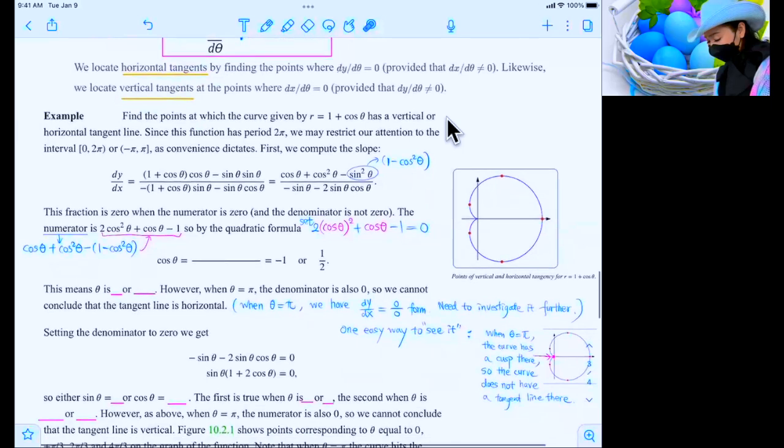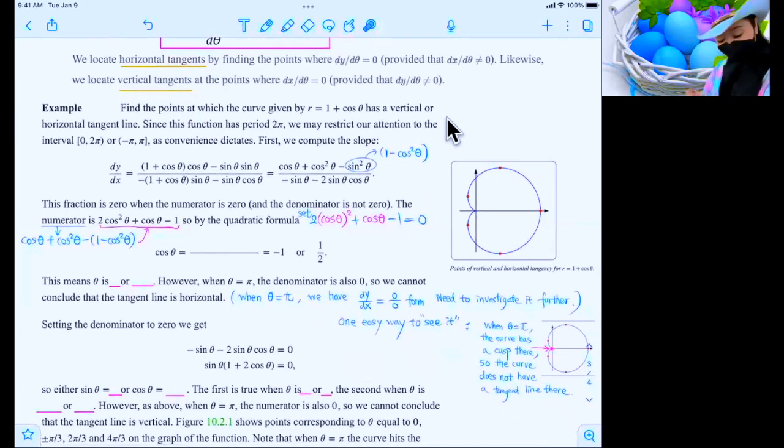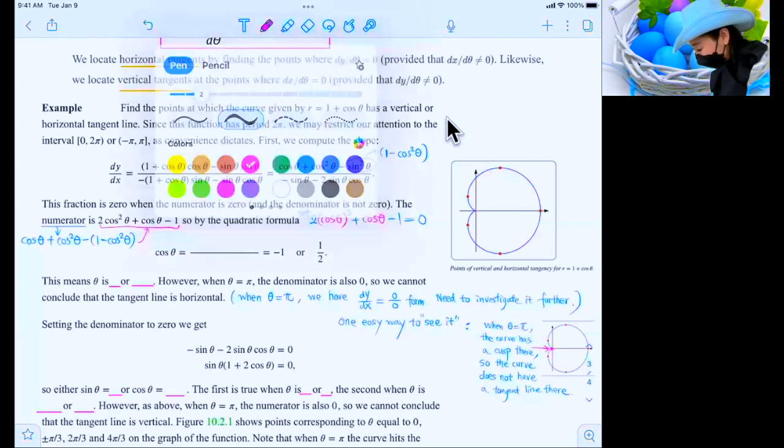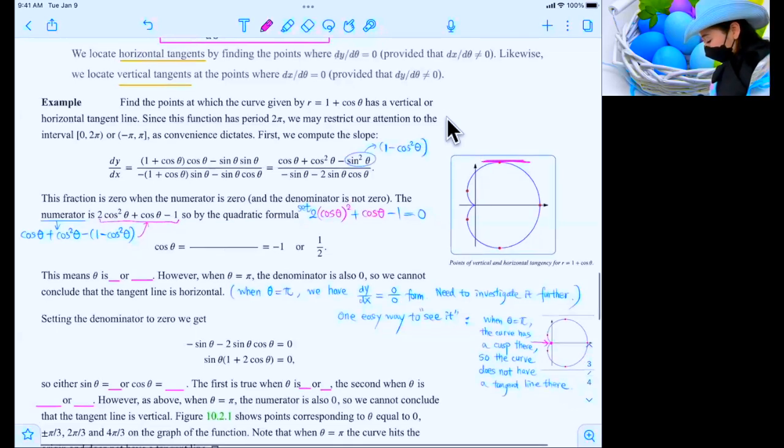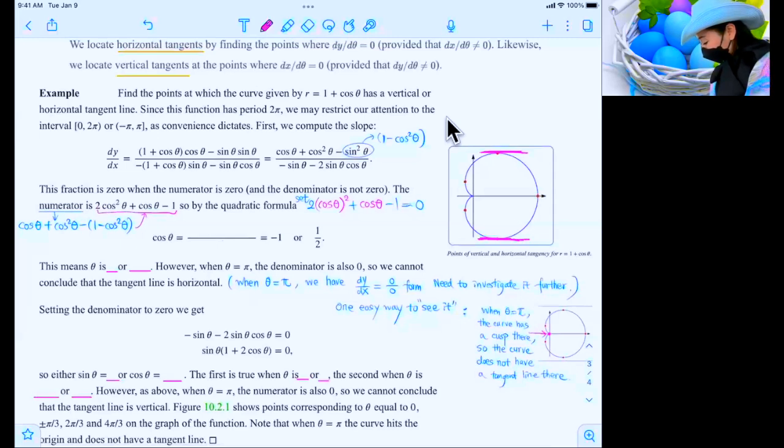Let's look at this example. Wow, you guys remember everything. I'm very impressed. Now with this one, we're trying to find the points at which the curve has a vertical and horizontal tangent. Looking at the picture, guess where the horizontal tangents are. Does it look like here? It looks like we have a horizontal tangent here. Is it here also? I think that's it, right? What about vertical tangents? Is it here? Here and also here, right?